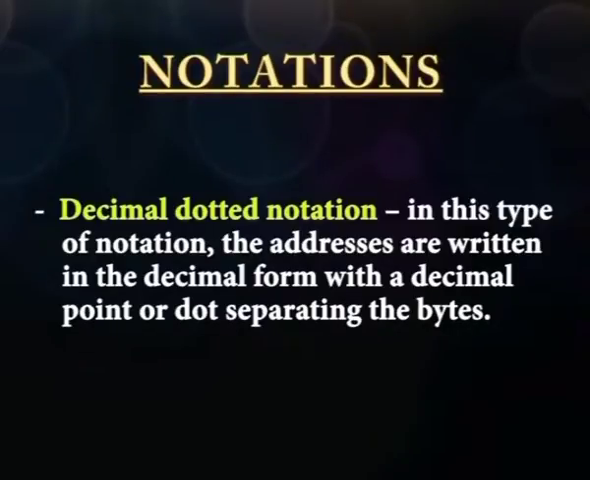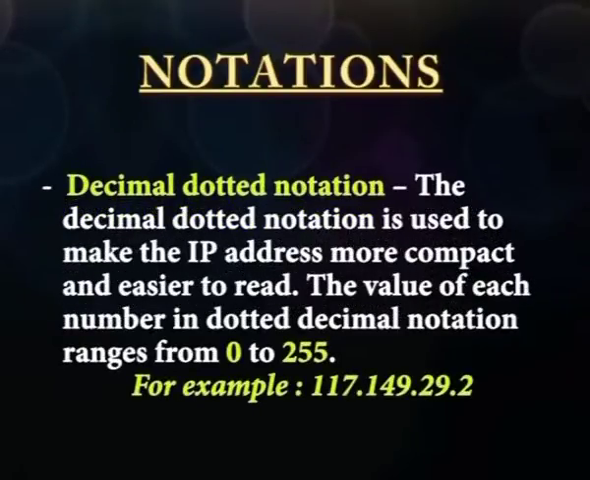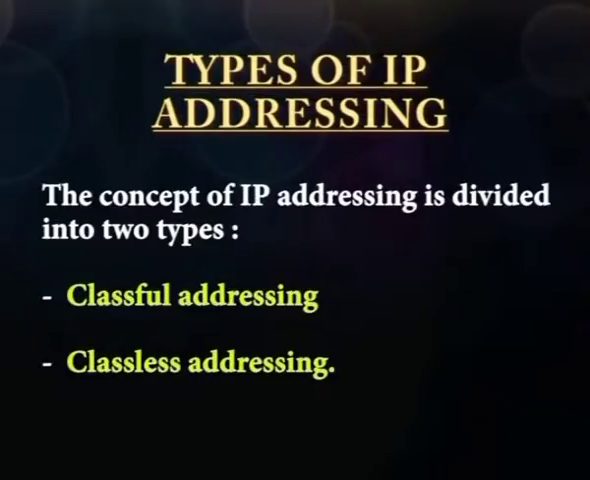Second, decimal dotted notation. In this type of notation, the addresses are written in decimal form with a decimal point or dot separating the bytes. The decimal dotted notation is used to make the IP address more compact and easier to read. The value of each number in dotted decimal notation ranges from 0 to 255. For example, 117.149.29.2.